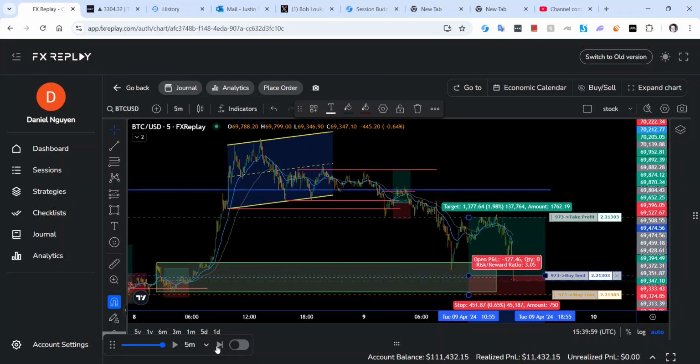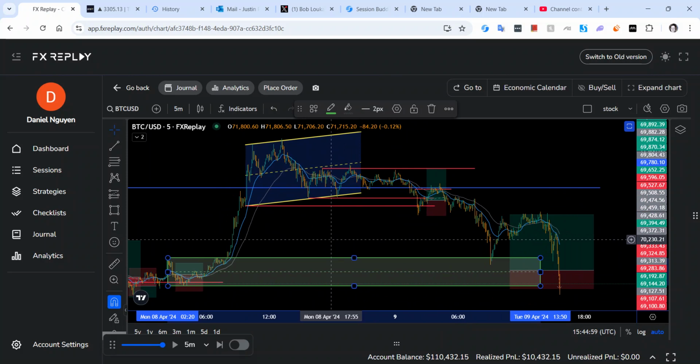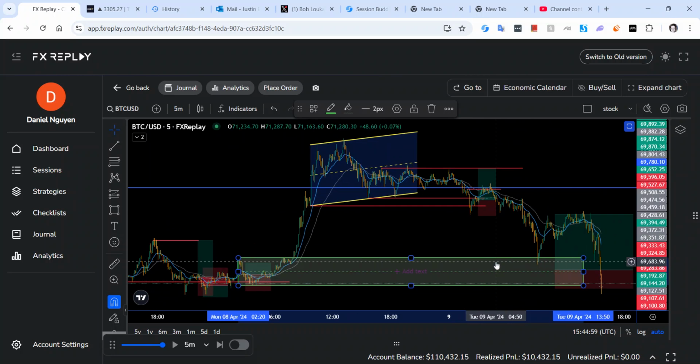Maybe one more fill. Let's see. No. So it tapped here, but it's usually the first tap. If it comes back again for a second tap, it often doesn't respect it.